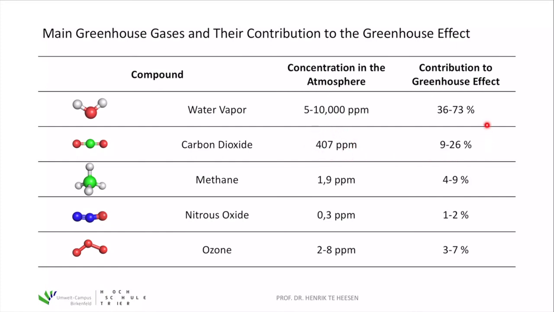And you see mainly water vapor, which we cannot influence directly by mankind. But what we can do is influence the carbon dioxide concentration, as we increase the carbon dioxide by burning fossil fuels. And we increase the amount of carbon dioxide in the atmosphere. We increase the concentration, which leads to an increasing greenhouse effect. And this leads, as we have seen before, to an increase of the surface temperature.